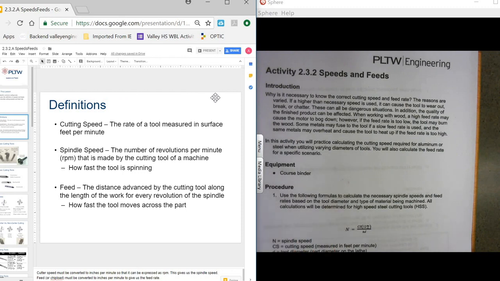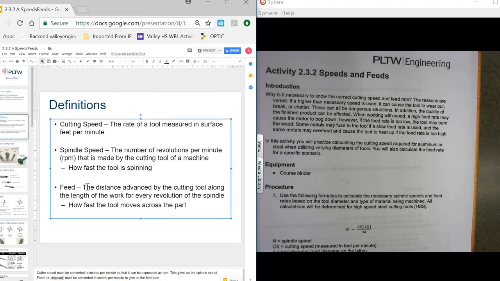I'm going to show you how to calculate some things as speeds and feeds. Again, this is just a really basic intro to our first steps in using a CNC machine. I also want to talk to you about cutting speed, which is kind of the rate of the tool. That is kind of self-explanatory, but this one you would have to have some other background. So I wanted to just explain what those two definitions mean.